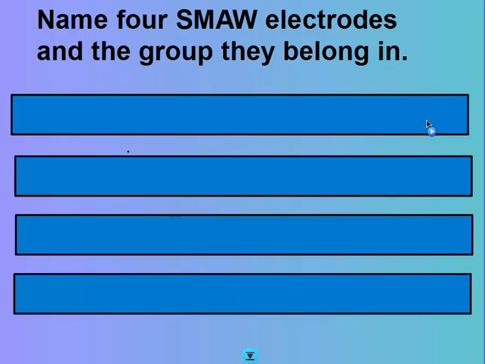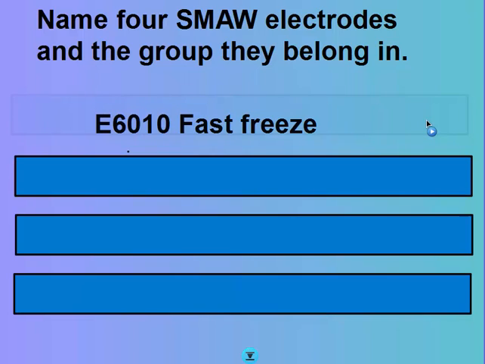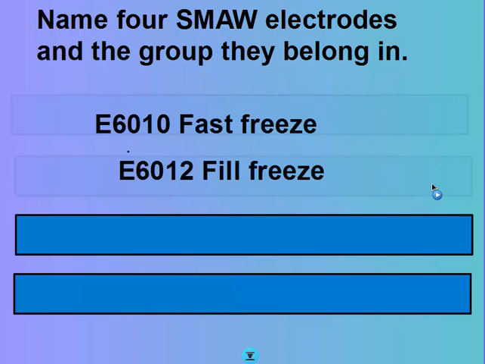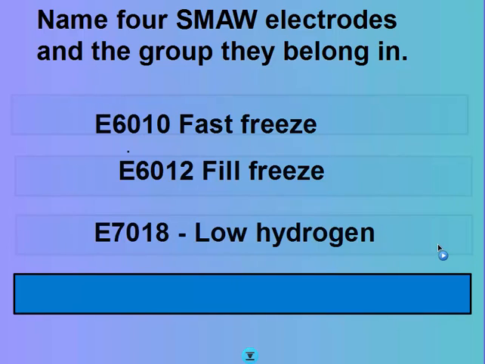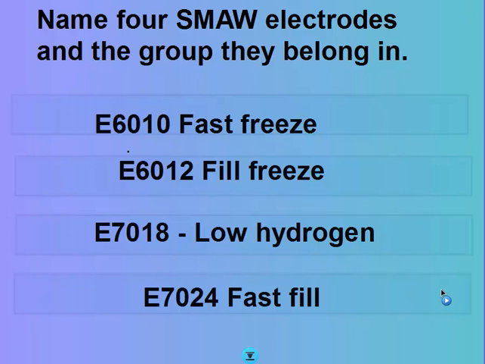The first one is E6010 fast freeze. The second one is E6012 fill freeze. The third one is E7018 low hydrogen. And the fourth one listed is E7024 fast fill.